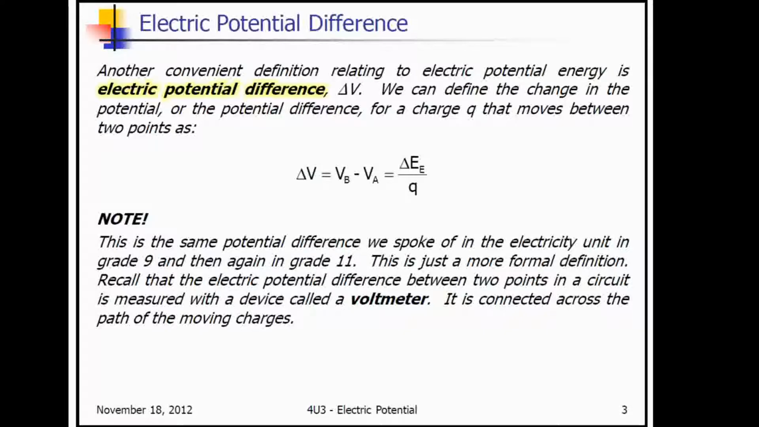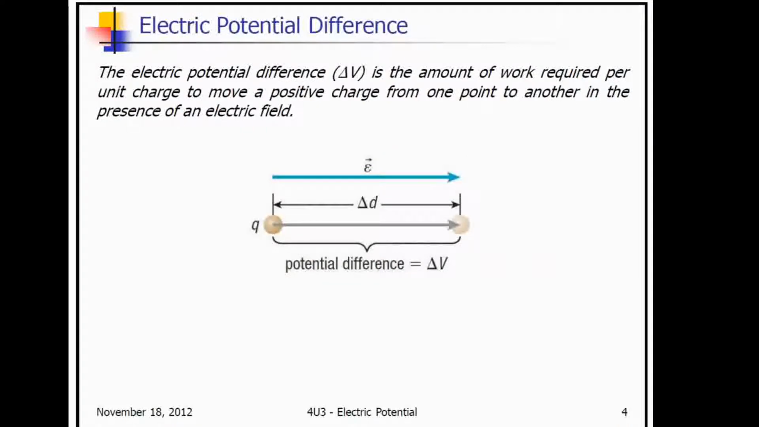Another convenient definition relating to electric potential energy is electric potential difference. So this is delta V, and this is the change in that voltage or that potential difference between two different points. It's basically the change in energy from one point to another divided by the charge. Electric potential difference is the amount of work required per unit charge to move a positive charge from one point to another in the presence of an electric field.